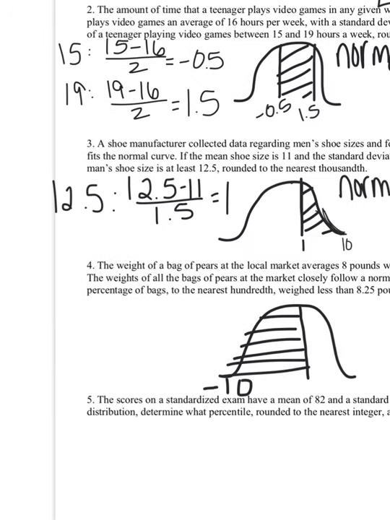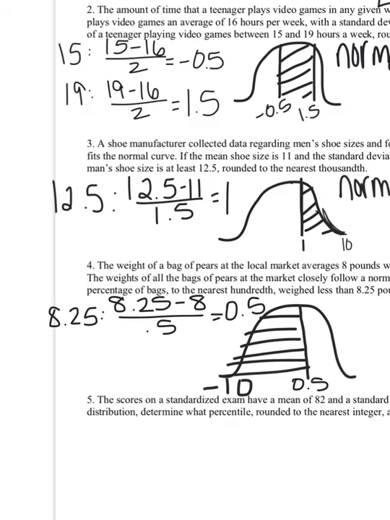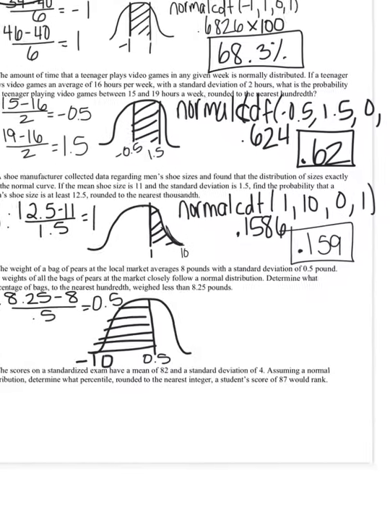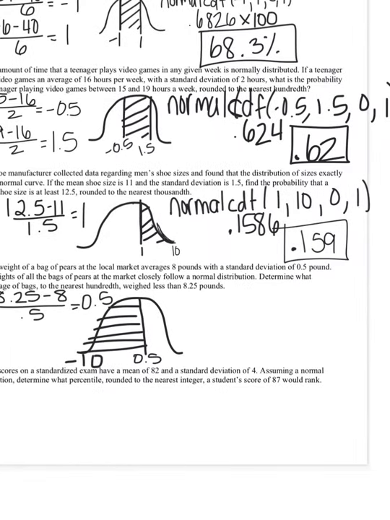We do, however, have to figure out the z-score for 8.25. We have to find where that is precisely on our curve. So we would do 8.25, the value, minus the mean, divided by the standard deviation, which is 0.5. You type that in, that gives you a z-score of 0.5. Now I know that that's a small number, but that's your upper boundary. It goes from left to right, so that's going to be the upper boundary. 0.5 is bigger than negative 10.